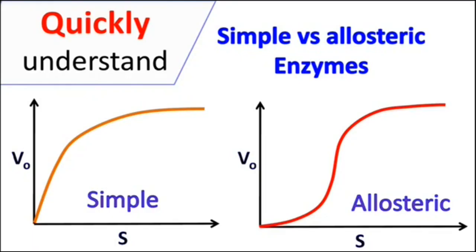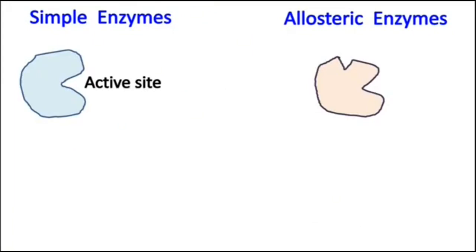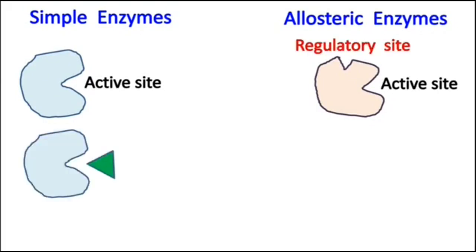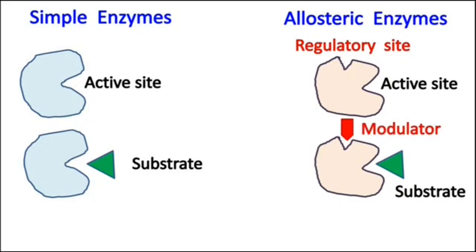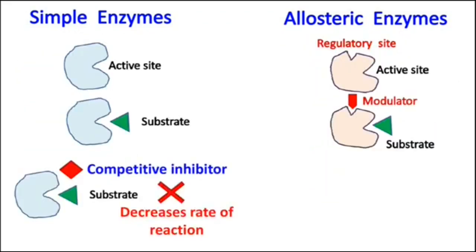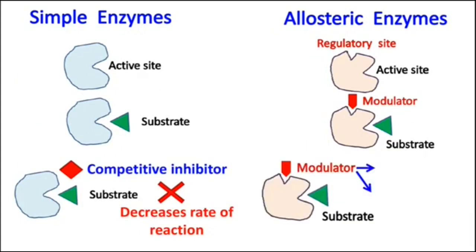Let's talk about the difference between simple enzymes and allosteric enzymes. Simple enzymes only have one active site, whereas allosteric enzymes have an active site and a regulatory site. Simple enzymes are substrate specific, whereas allosteric enzymes are specific for the substrate and a modulator. In the case of simple enzymes, the rate of reaction decreases in the presence of a competitive inhibitor, while in the case of allosteric enzymes, the modulator may increase or decrease the rate of reaction.